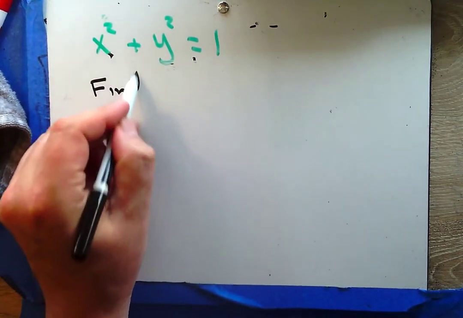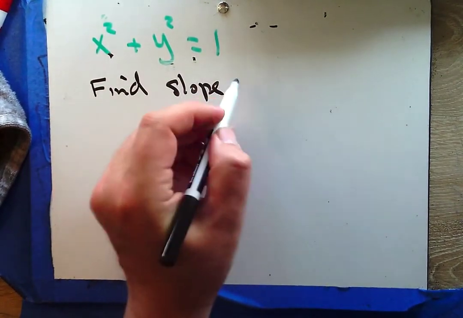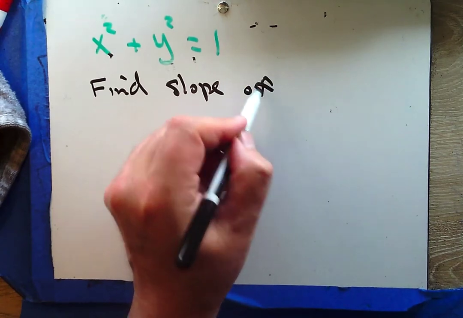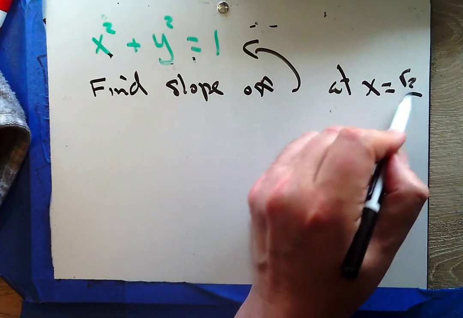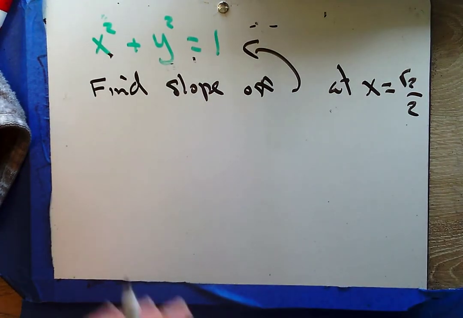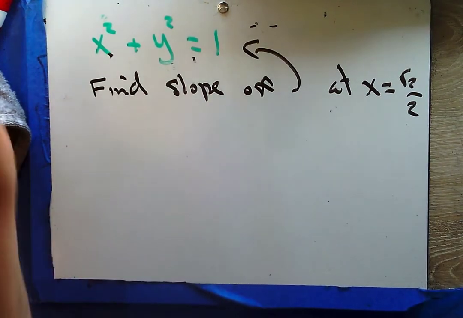So instead, let me ask you the question. Find the slope of this thing at x equals root 2 over 2. And then I'm going to ask you an interesting question.